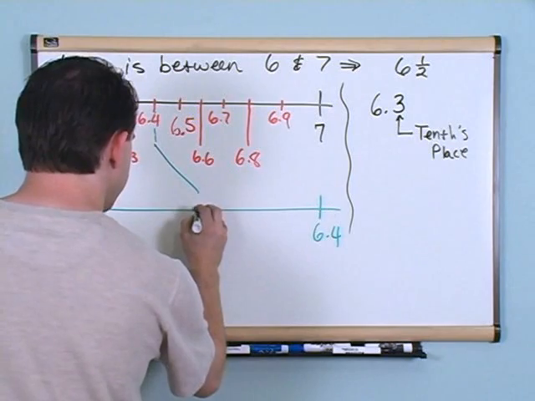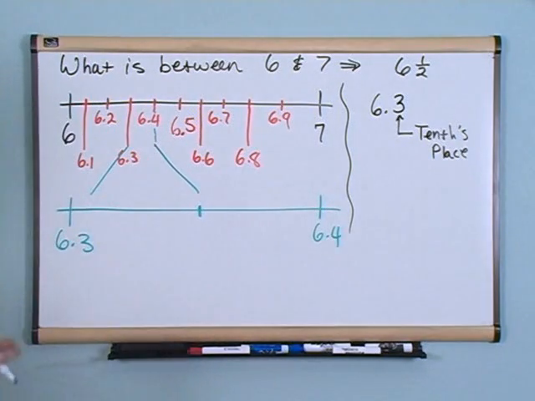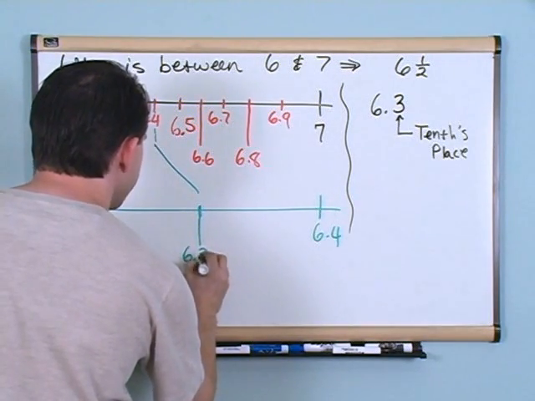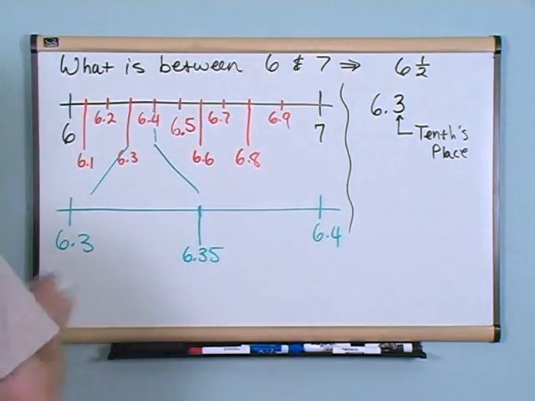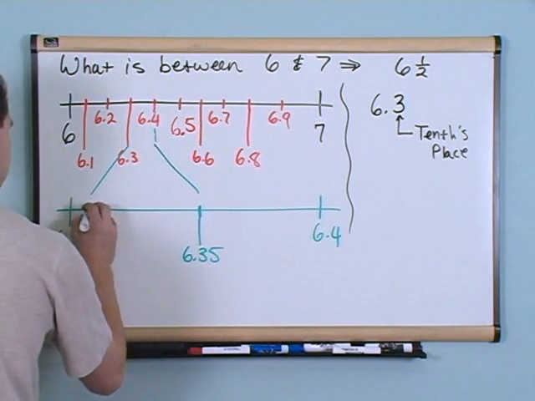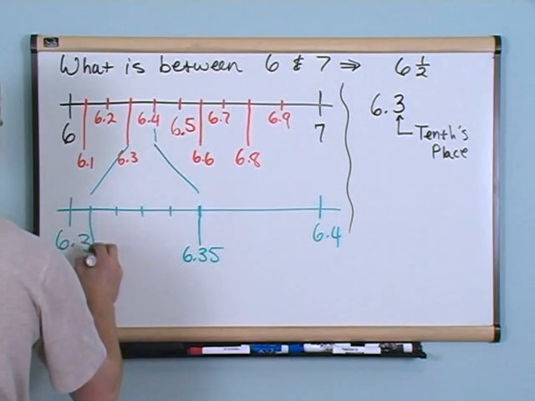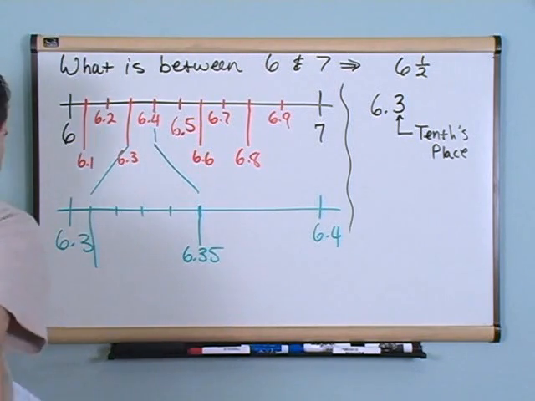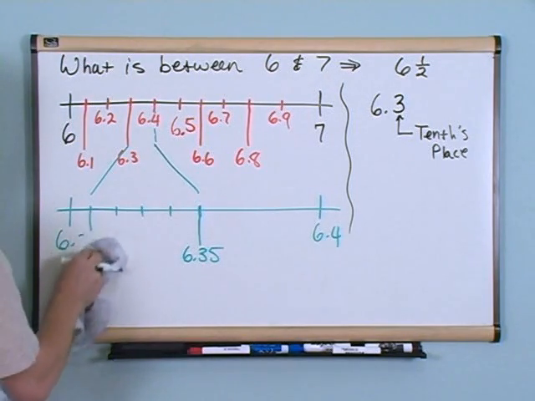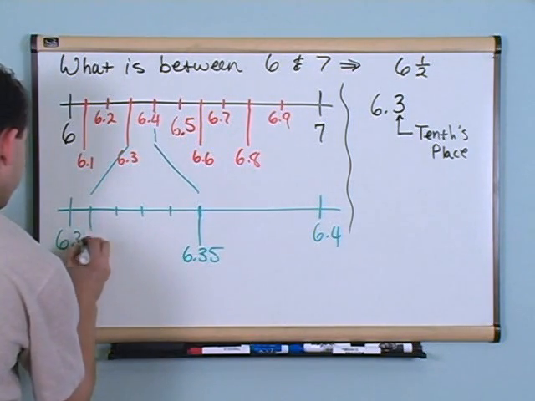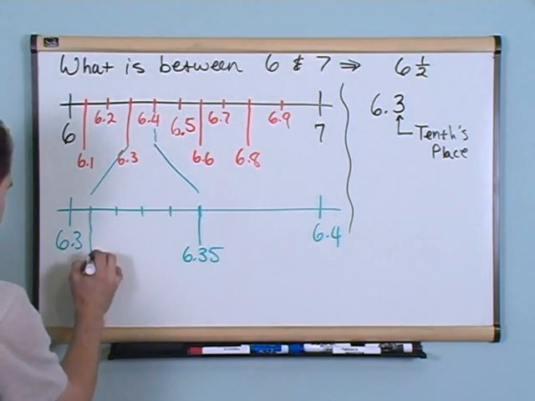So here in the middle, you're going to have something in between 6.3 and 6.4. What you're going to have is 6.35. Okay, 6.35. So over here, 1, 2, 3, 4. Let me go ahead and write this a little bit smaller, to make it a little simpler to understand.